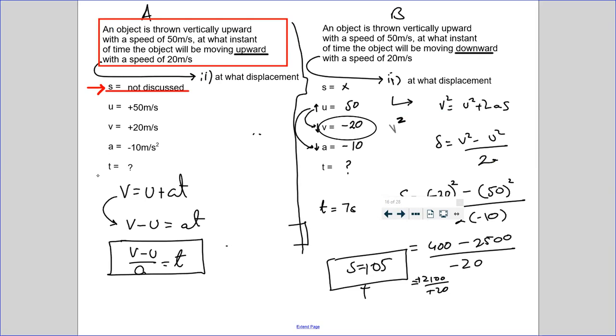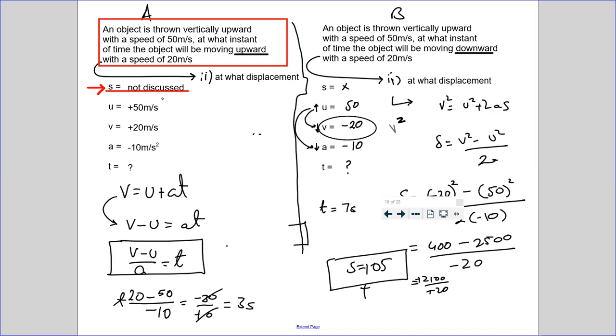Putting the values, we get 20 as the final velocity minus 50 as the initial velocity, over minus 10. I'm using minus 10 for the moment so that we don't have to use the calculator. So we easily get minus 30 over minus 10, which is 3. So that's the time, 3 seconds. Got it?